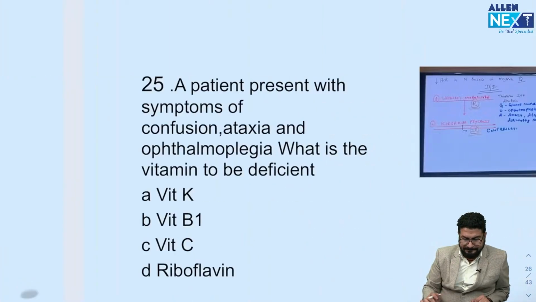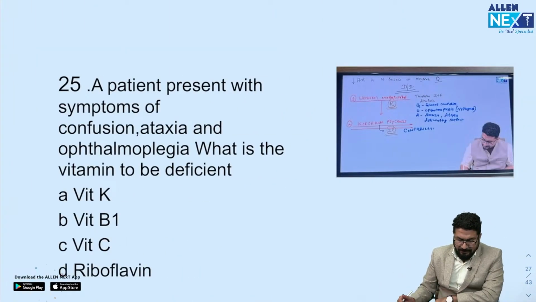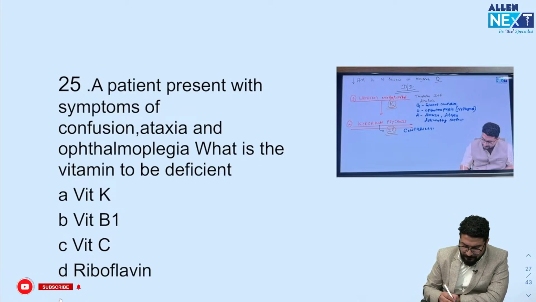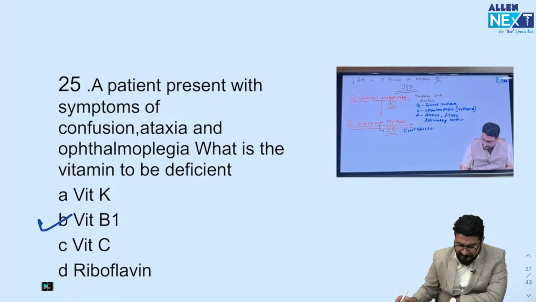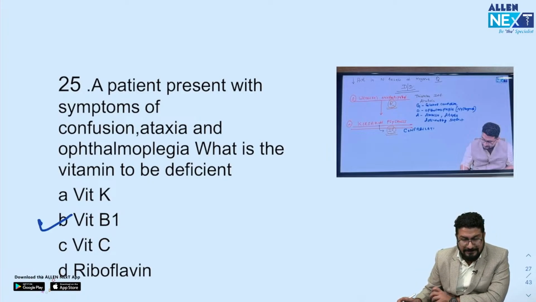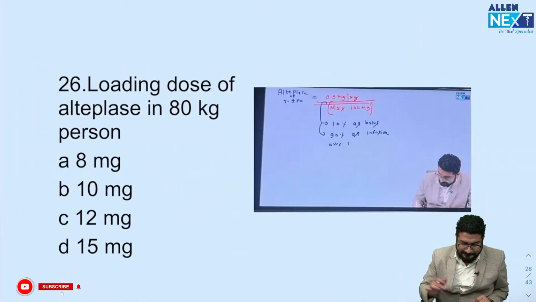Papillary cancer of thyroid. A patient presents with symptoms of confusion, ataxia, ophthalmoplegia. What is the vitamin deficiency? So again, it's the case of GOA. GOA means you will see thiamine. Thiamine means it is vitamin B1. So this is straight away like a Wernicke's encephalopathy case. This was asked in the exam, and I think most of you have marked this correct.